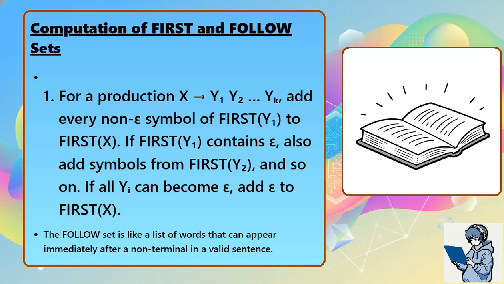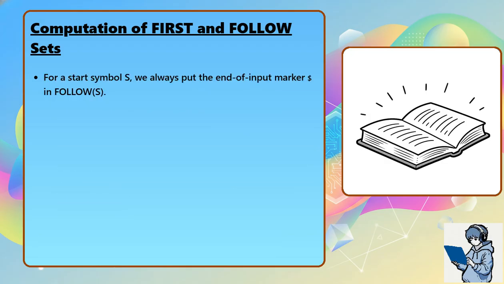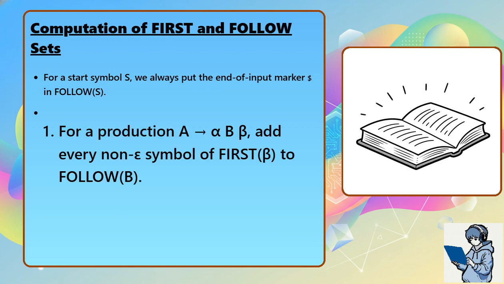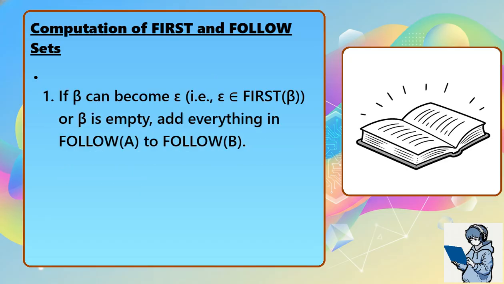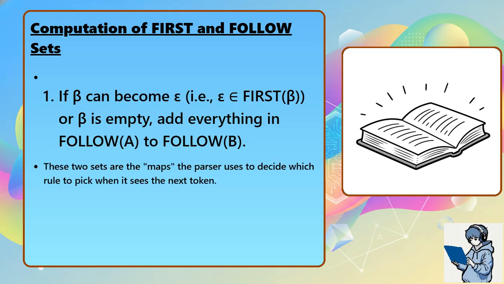The follow set is like a list of words that can appear immediately after a non-terminal in a valid sentence. For a start symbol S, we always put the end of input marker $ in follow of S. For a production A produces alpha B beta, add every non-epsilon symbol of first of beta to follow of B. If beta can become epsilon or beta is empty, add everything in follow of A to follow of B. These two sets are the maps the parser uses to decide which rule to pick when it sees the next token.